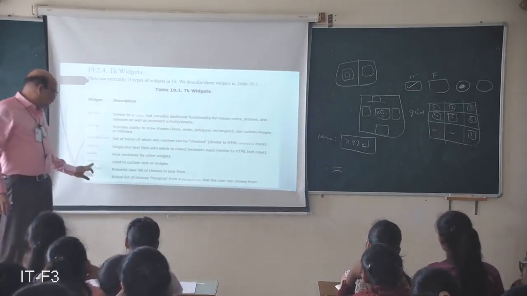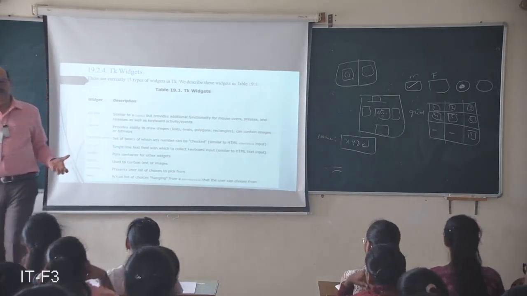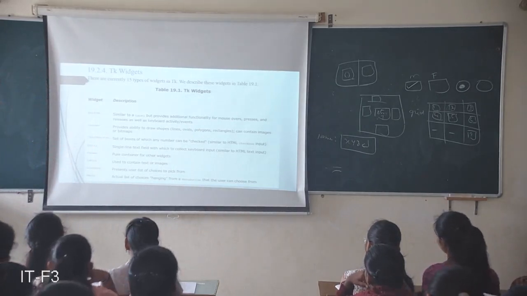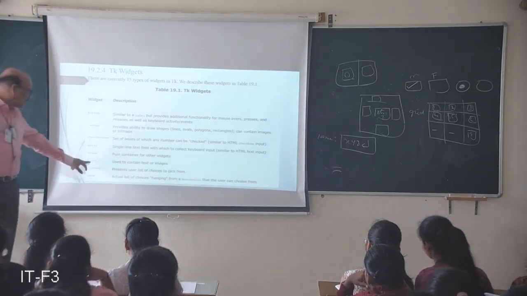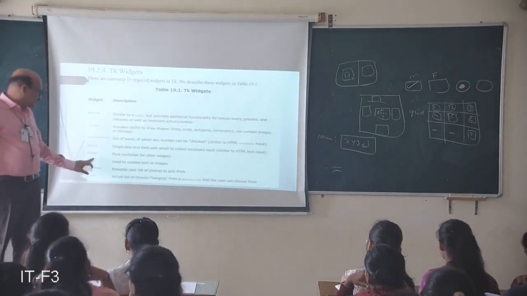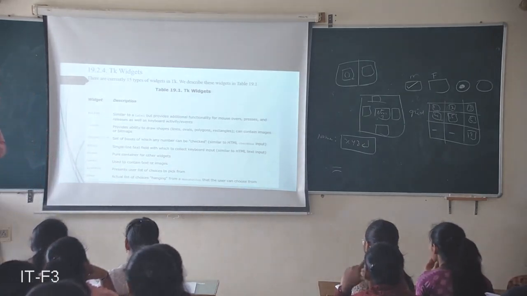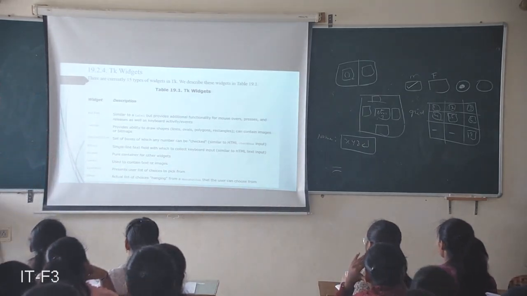And then if you see label, already we have discussed, it's a static text. So once you create a label on your container, either on your frame or window or canvas, the user cannot edit it. So it's a static text.